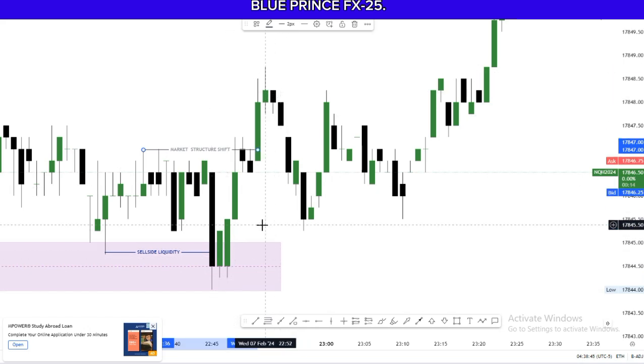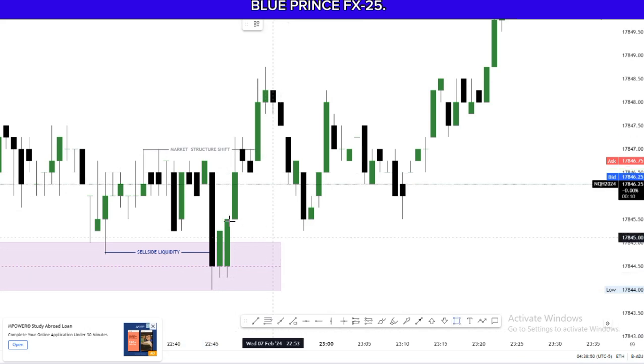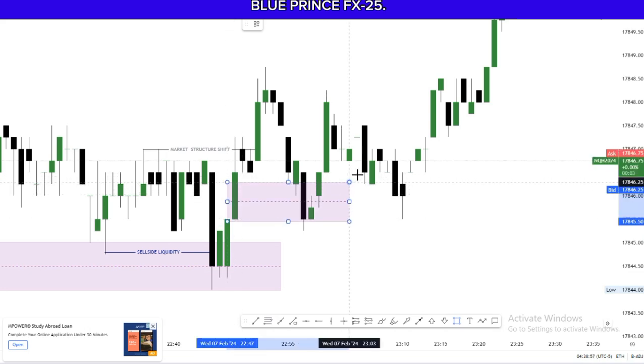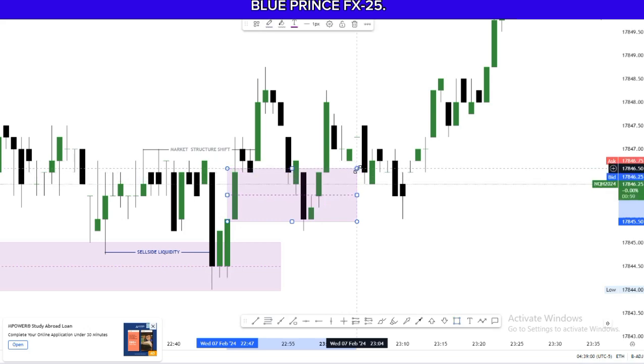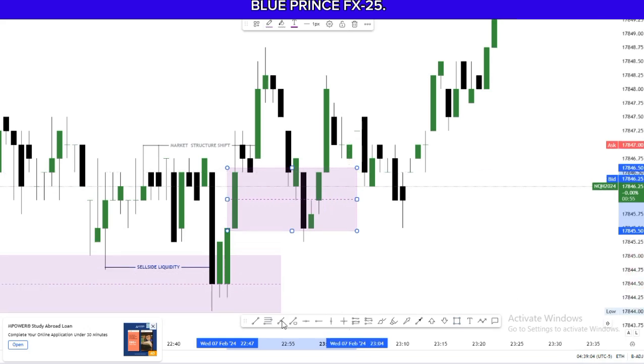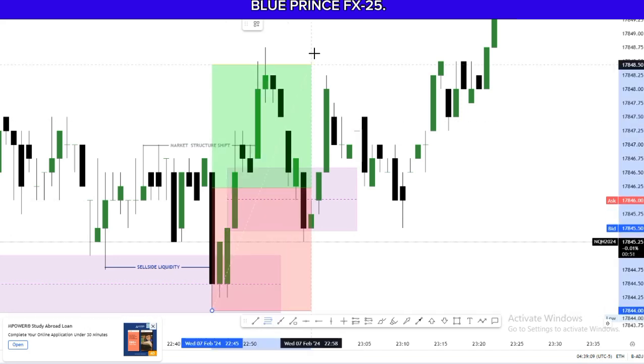The displacement must be accompanied by a fair value gap. So where is our fair value gap? The first candle's high and the third candle's low leave a gap here, so we have a fair value gap in this scenario. Now we have to look for premium and discount. Where is our premium and where is our discount? Take out your fib: high, low, and high.